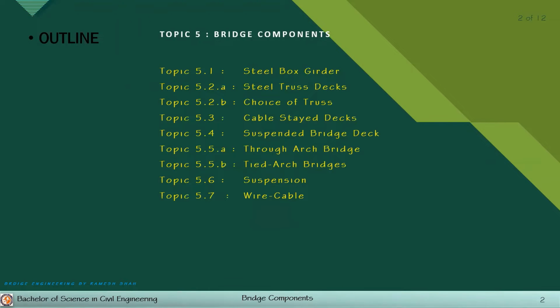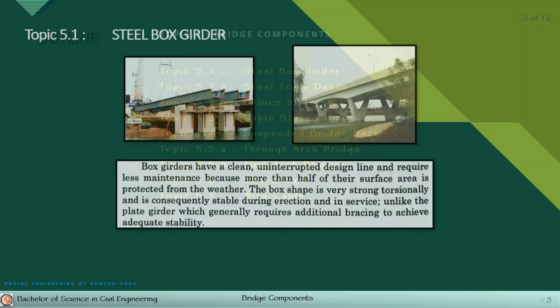First, let us talk about steel box girder. So, box girders have a clean, uninterrupted design line and require less maintenance because more than half of their surface area is protected from the weather. So, the box shape is very strong torsionally and is consequently stable during erection and in service. Unlike the plate girder, which generally requires additional bracing to achieve adequate stability.